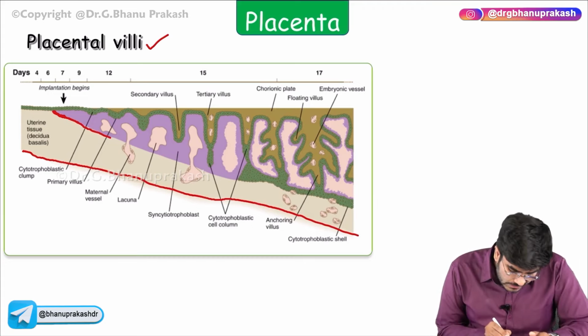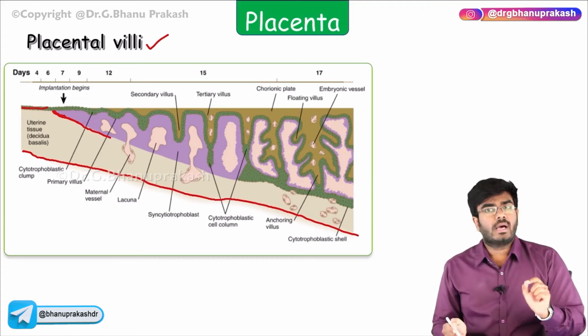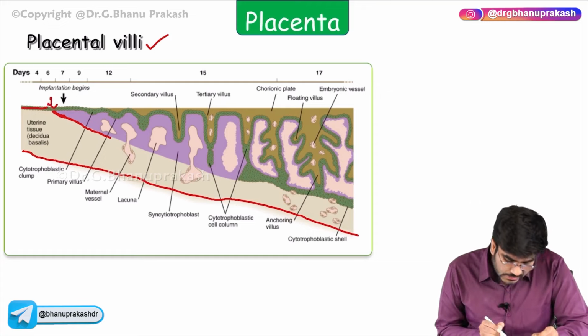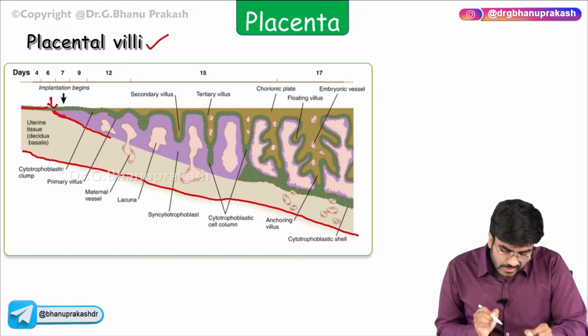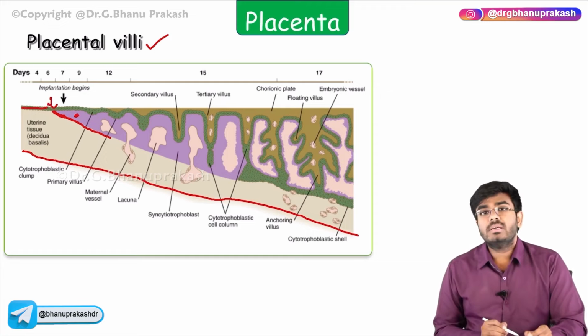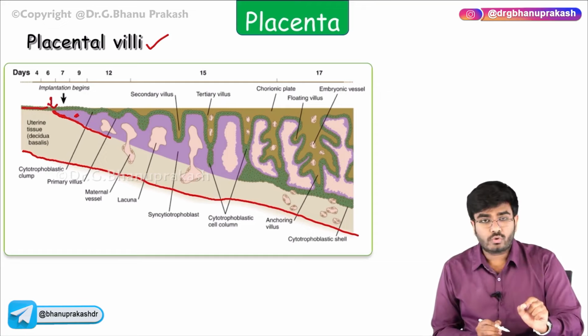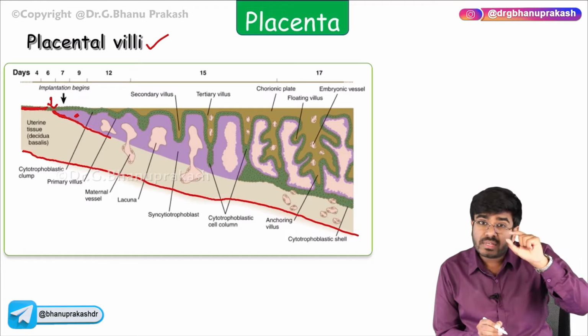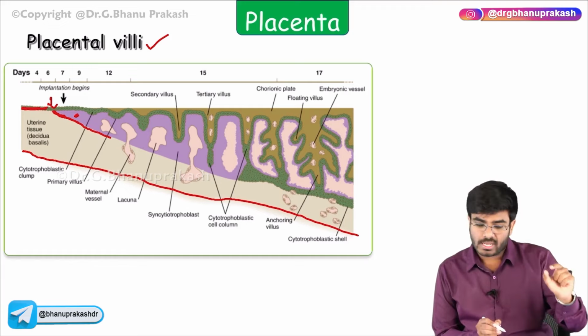Now these green color cells, whatever you are seeing here, they are the cytotrophoblast. This violet color thing is nothing but a syncytial trophoblast. This green color thing is nothing but a cytotrophoblast. The green color cells, they are cytotrophoblast.